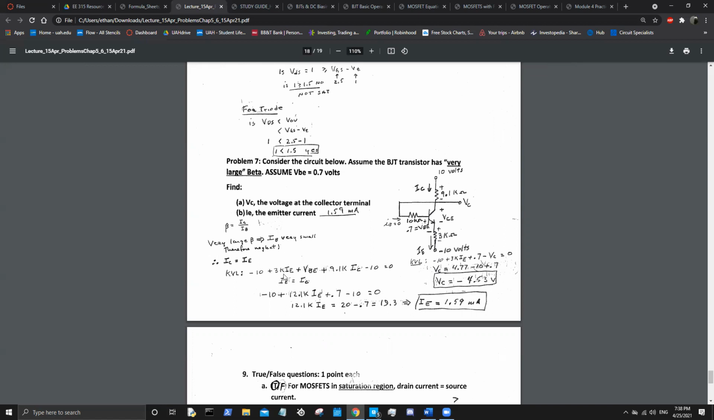So doing this and using this magical IE is equal to IC, you can just immediately solve for IE. So this equation right here, reduce it down, replace. VBE was given as 0.7, so he plugged that in. He replaces IC with IE, so just solve, and then he says 1.5 milliamps. So now we also know IC because they are identical.